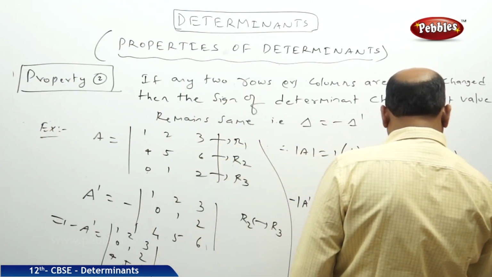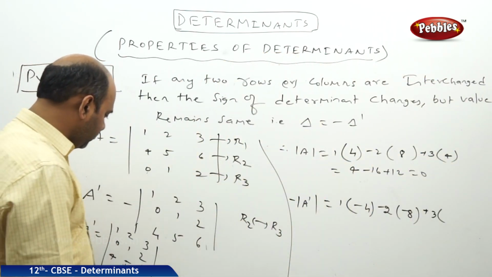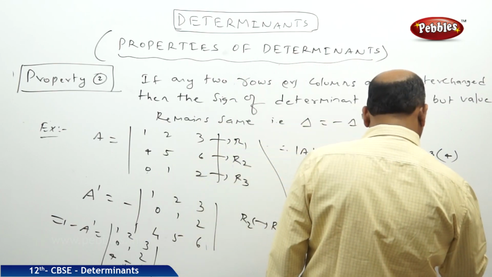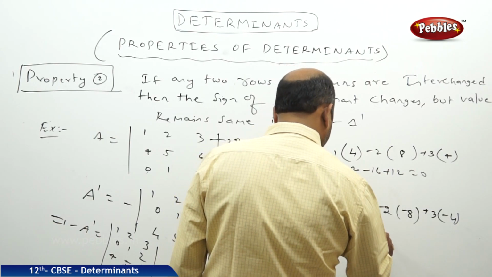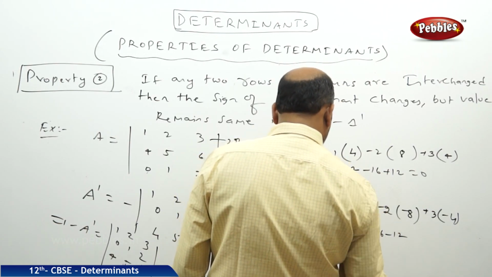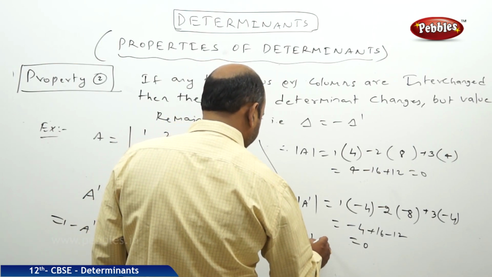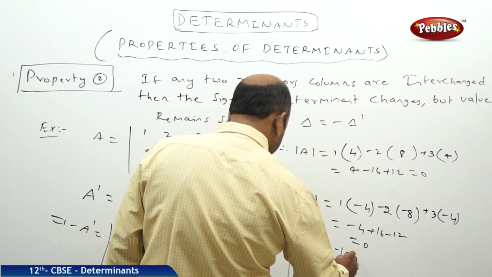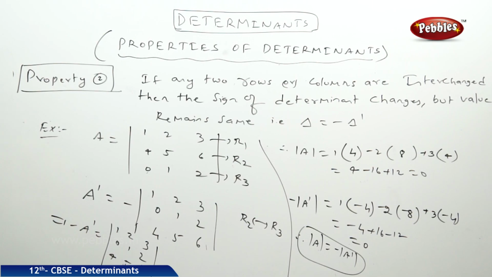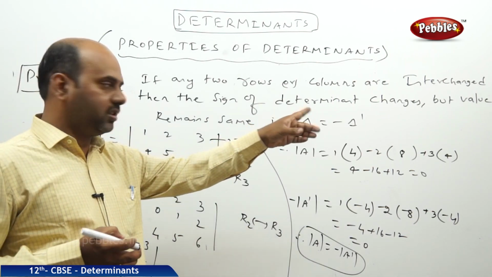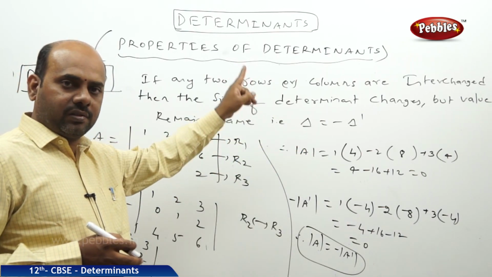And later plus 3 into its minor, 0 into 5 minus 4. Right? So what happens here also? Minus 4 plus 16 minus 12. It is also equal to 0. Therefore, the determinant of A is equal to minus the determinant of A dash. So what can we conclude? If any two rows or columns are interchanged, the sign of the determinant changes but the value remains the same. That is the meaning of delta is equal to minus delta dash.